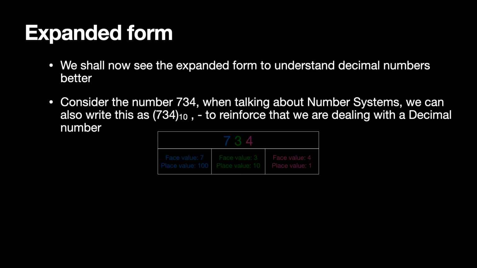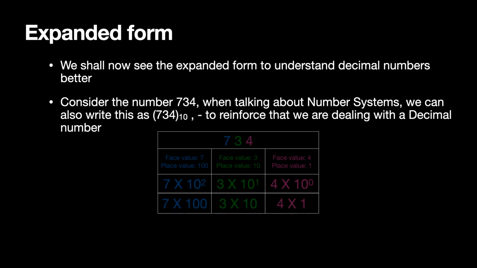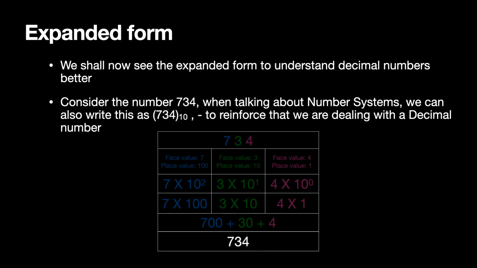So essentially, you start assigning place value in the power of 0. So we represent 4 as 4 into 10 to the power 0, 3 as 3 into 10 to the power 1, and 7 as 7 into 10 to the power 2, which is essentially 4 into 1, 3 into 10, and 7 into 100. We add these three numbers and we construct our number 734.